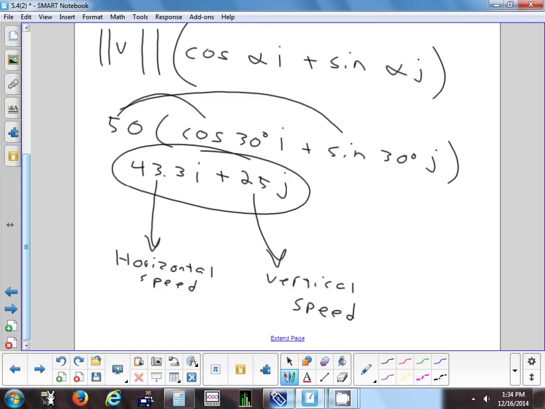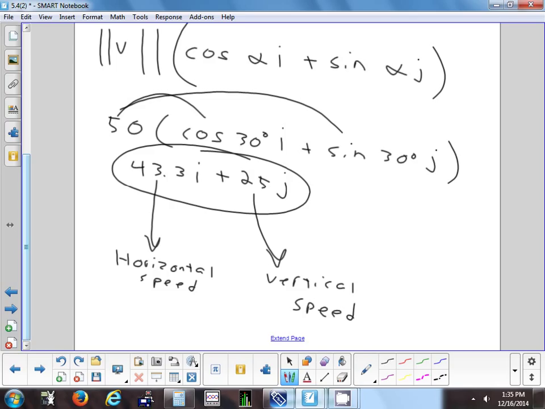Which speed does gravity affect? It only affects one of them. Vertical. Yep, the vertical. Horizontal speed would be affected a little bit. Anybody know what would affect the horizontal speed as something moves through? Air. Okay, so air resistance would slow down the object horizontally. And I guess it would affect it vertically a little bit too. But gravity has nothing to do with 43.3.